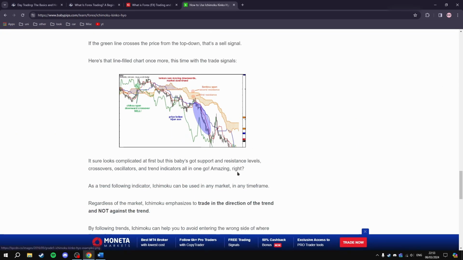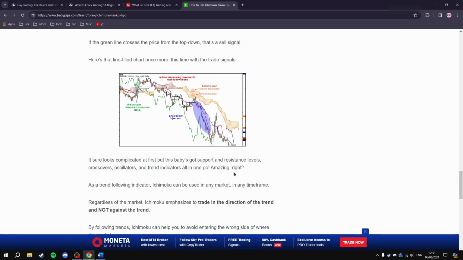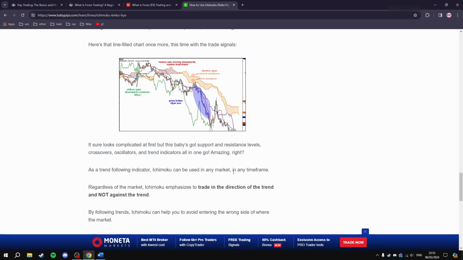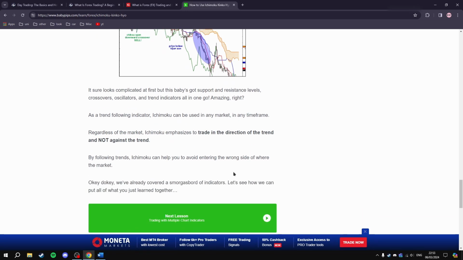Right, okay. It sure looks complicated at first, but this baby's got support, resistance levels, crossovers, oscillators, and trend indicators all in one go. Amazing, right? As a trend following indicator, Ichimoku can be used in any market, any time frame. Regardless of the market, Ichimoku emphasizes to trade in direction of the trend and not against the trend.